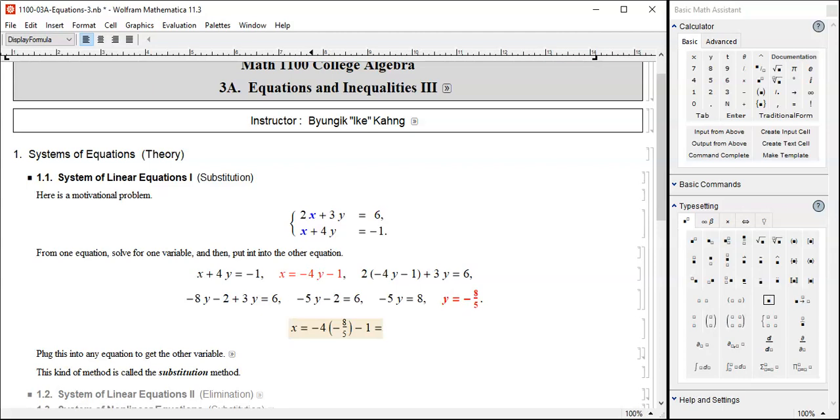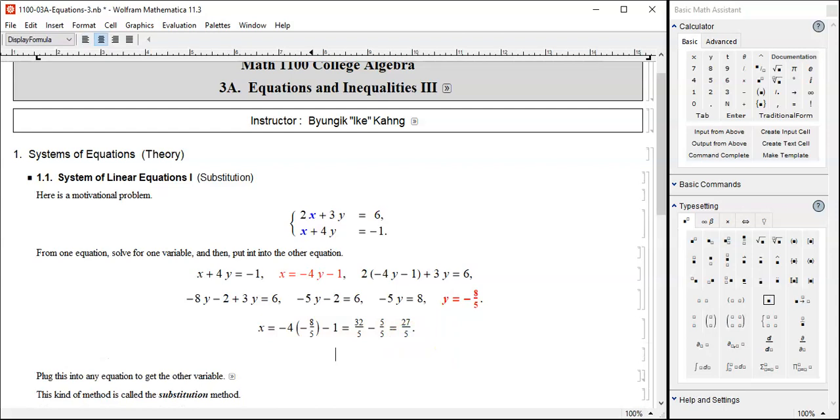Okay, let's do this computation. You can use your calculator if you want to. -4 times -8, positive 32, and then minus 1. Minus 1 is equivalent to subtracting 5/5. So 32 minus 5, that's 27. Okay, here we go. x is that.